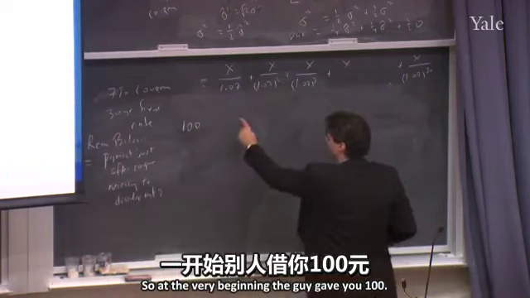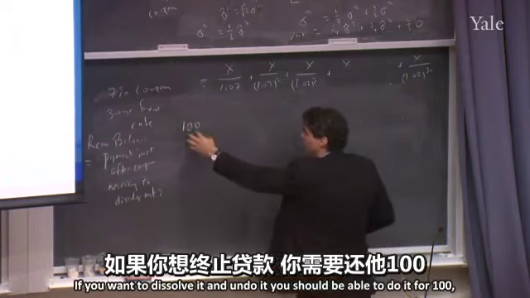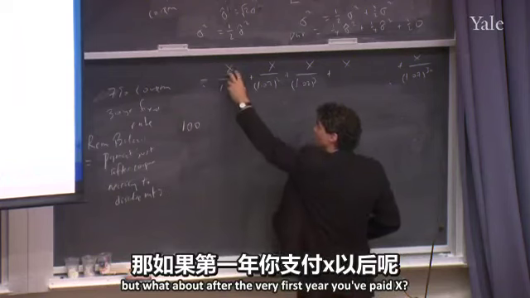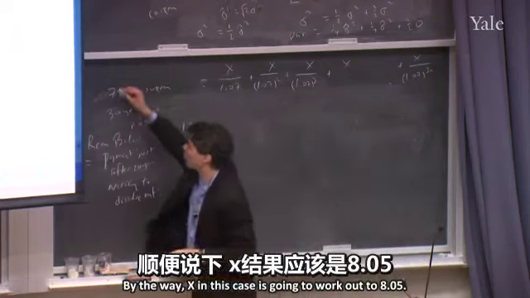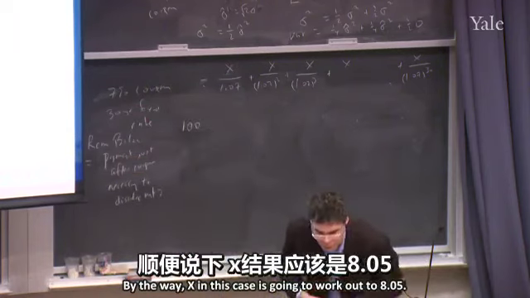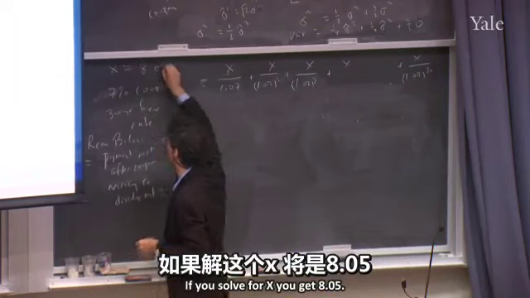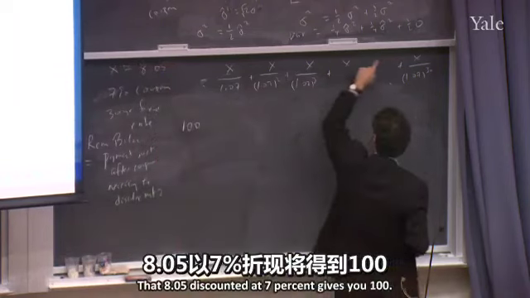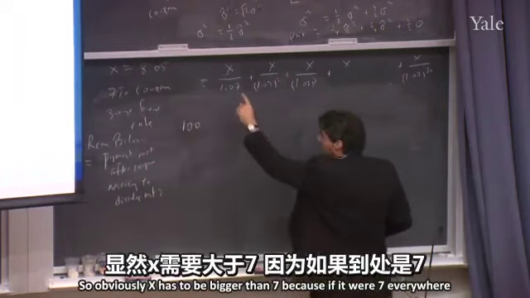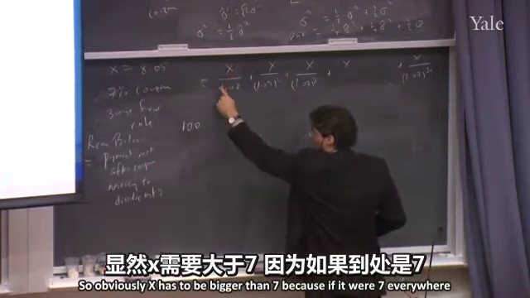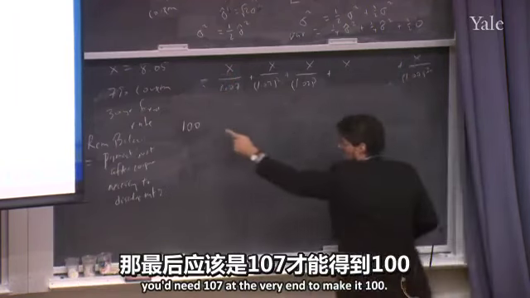So at the very beginning, the guy gave you 100. If you want to dissolve it and undo it, you should be able to do it for 100. But what about after the very first year you've paid X? By the way, X in this case is going to work out to 8.05. If you solve for X, you get 8.05. That 8.05 discounted at 7% gives you 100. Obviously X has to be bigger than 7, because if it were 7 everywhere, you'd need 107 at the very end to make it 100.